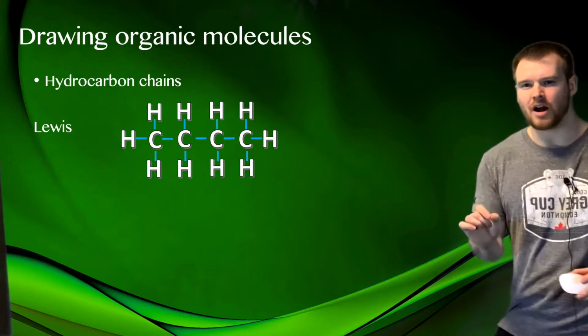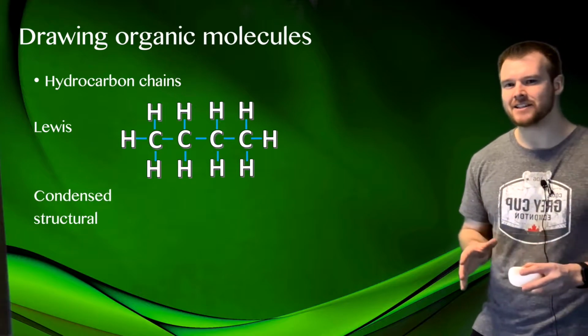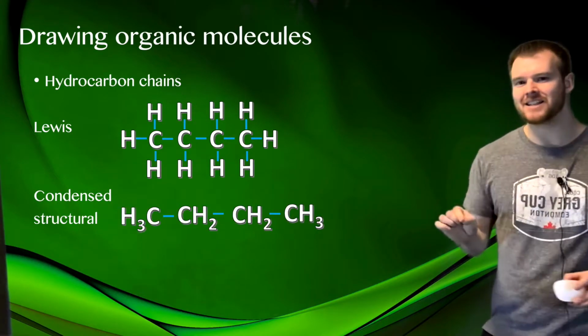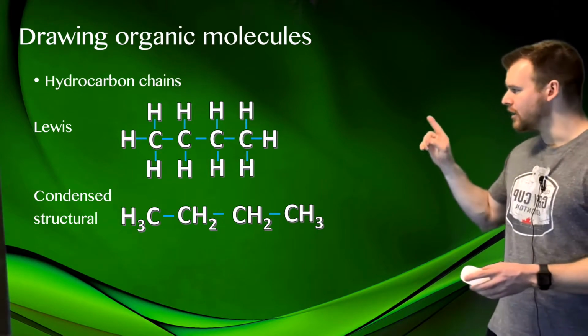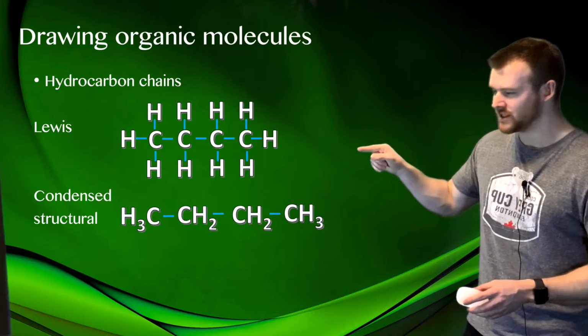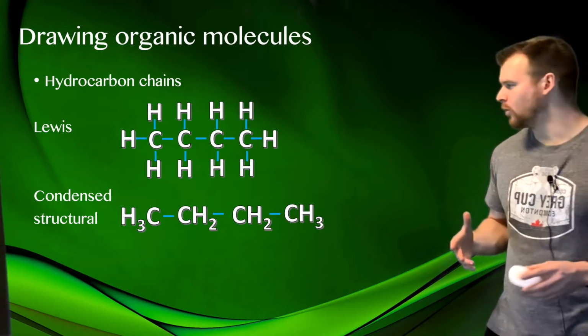That's quite a bit to draw, though, if we're going to do that for every single chemical. So we have a condensed structural format that looks like this. So instead of drawing all the lines to the H's, we just put how many H's are bonded there. So we can see 3 H's bonded to a C, bonded to a CH2, bonded to a CH2, which matches the diagram above. That's still quite a bit of writing, though.